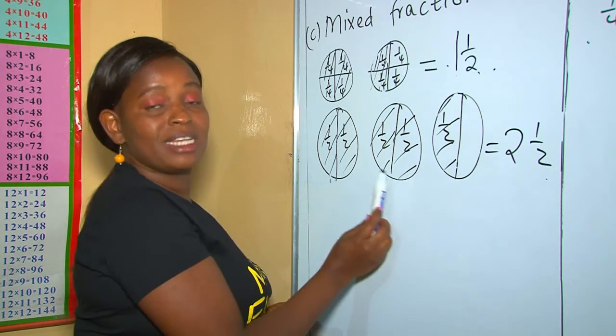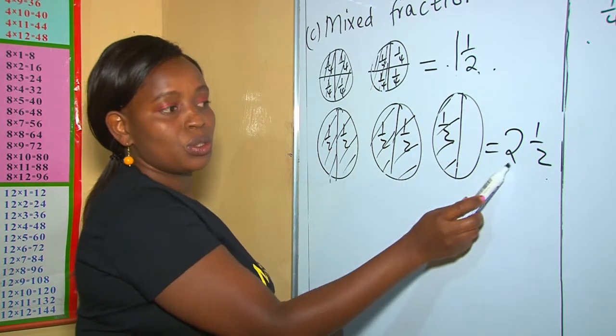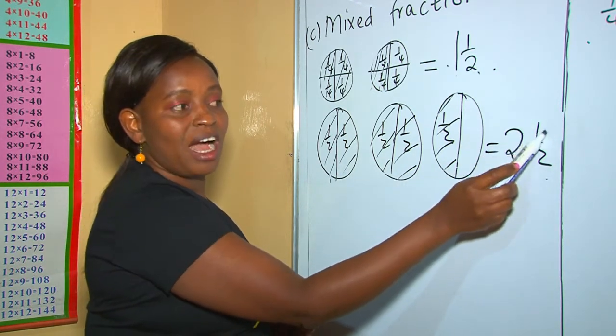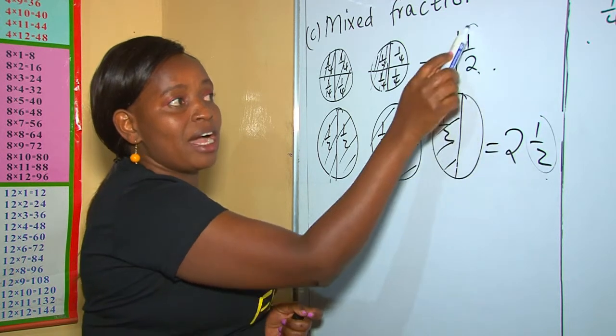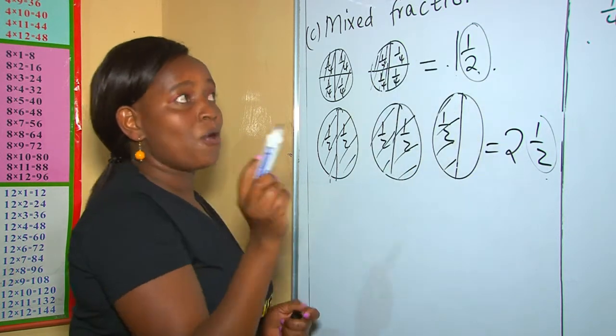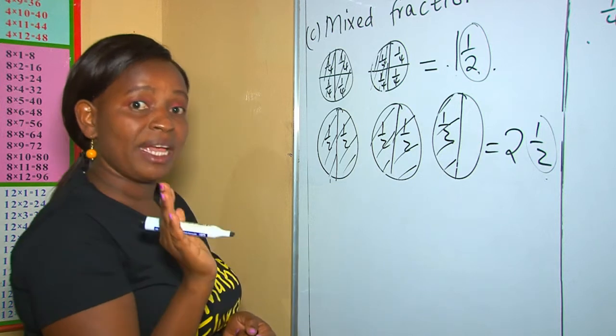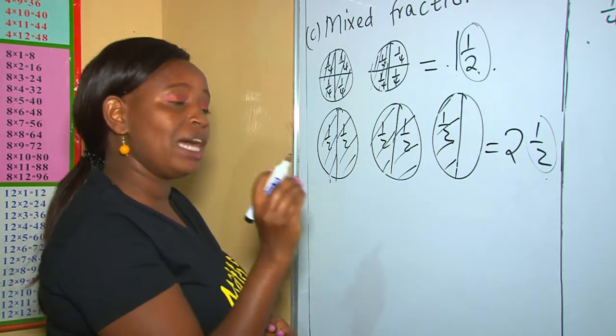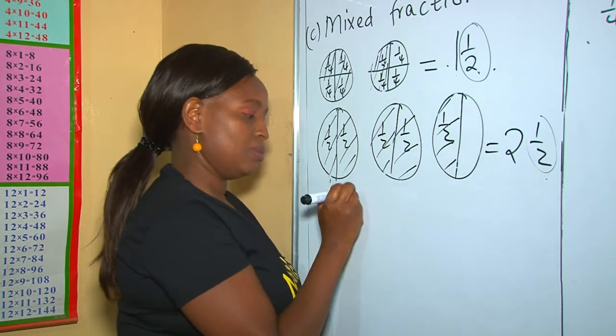Here, there are 2 whole numbers, that is 2 and a half. A half is the fraction. Also here, a half is the fraction. Therefore, a mixed fraction is a fraction that is made up of a whole number and a fraction.